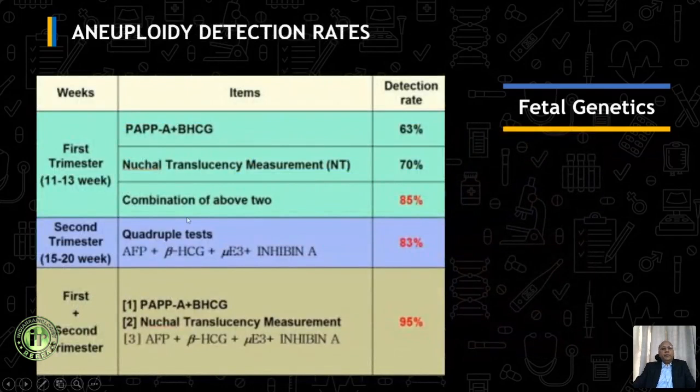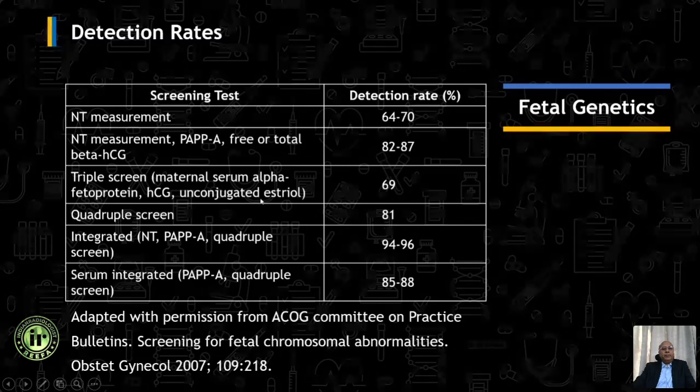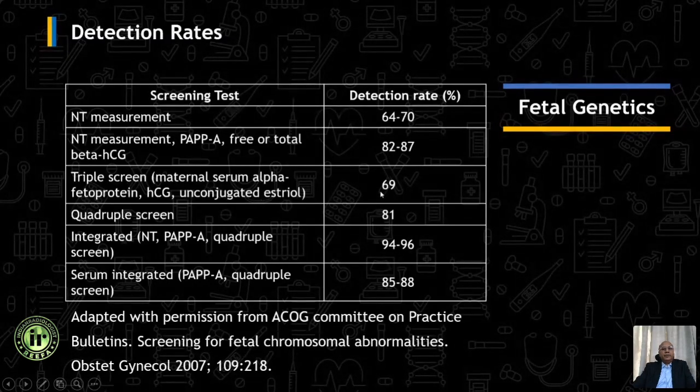So you can see that the performance increases as we add on the test, and by using a sequential scan, we can detect 95% of aneuploidies. So if you use only NT, you can detect 64% of aneuploidy. If you use NT and double marker, you can detect 82% of aneuploidies. If you use a triple marker alone, you can detect 69% of aneuploidies. A quadruple can detect 81% of aneuploidies. An integrated scan can detect 94% of aneuploidies, and serum integrated 85%.